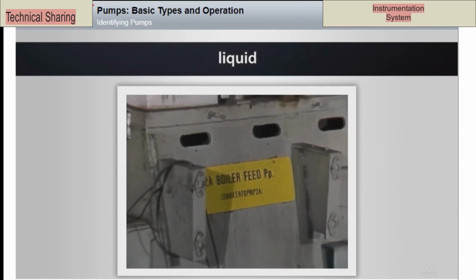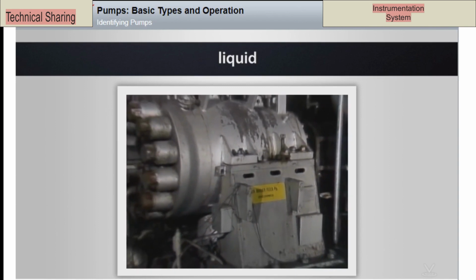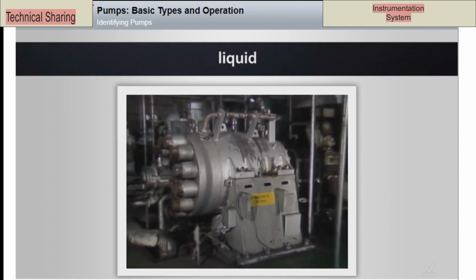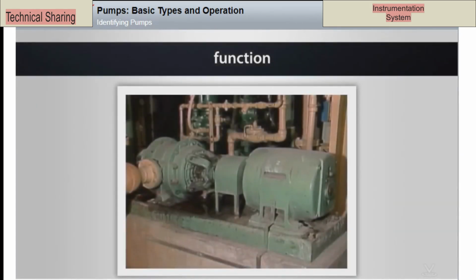Liquid. One way that a pump can be identified is by the liquid that it pumps. For example, this pump supplies feed water to a boiler, so it can be called a feed water pump or a boiler feed pump.